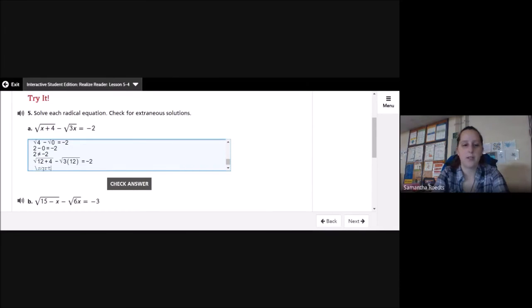So 12 plus 4 is 16. 3 times 12 is 36. So I get 4 minus 6 equals negative 2, which equals negative 2. So x equals 12, and x equals 0 is an extraneous solution.